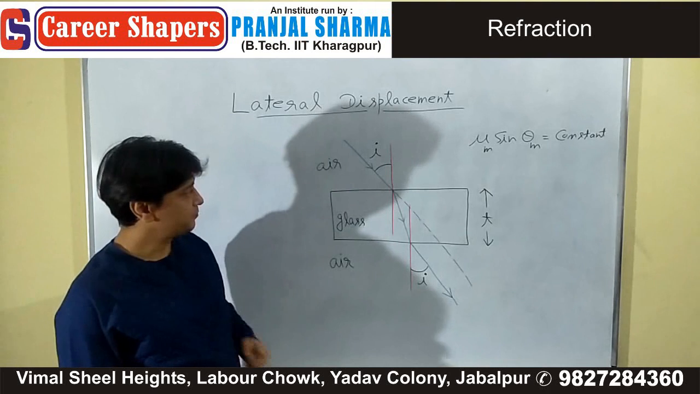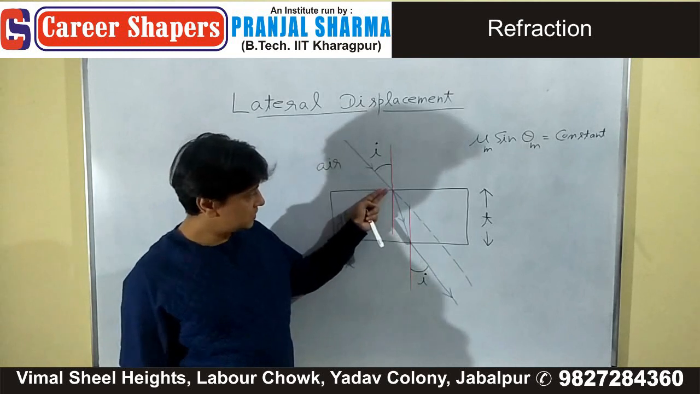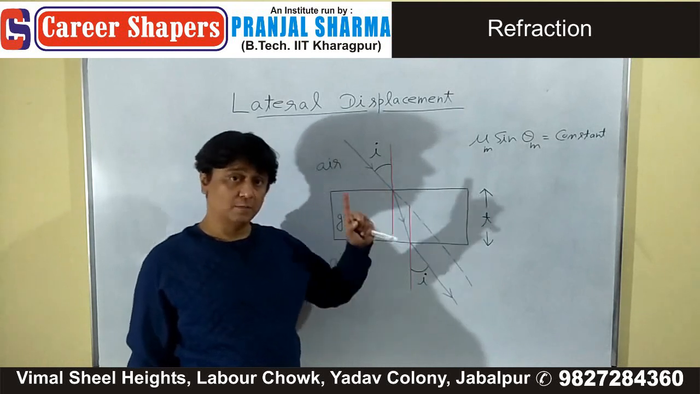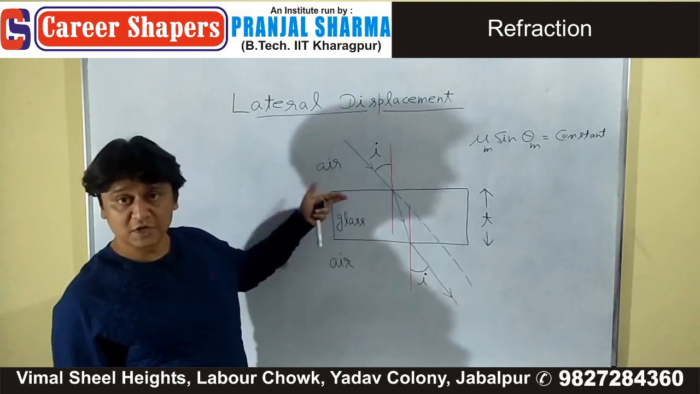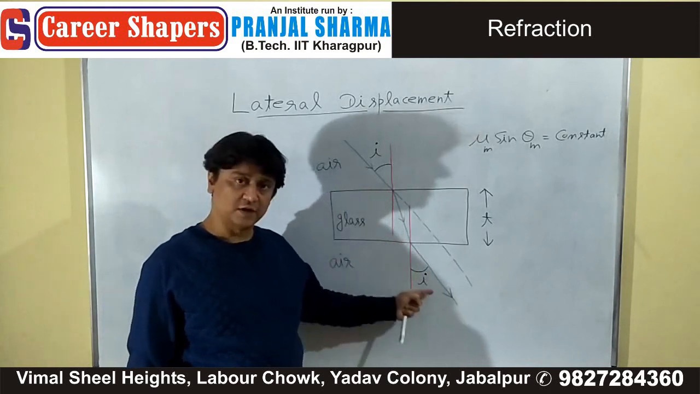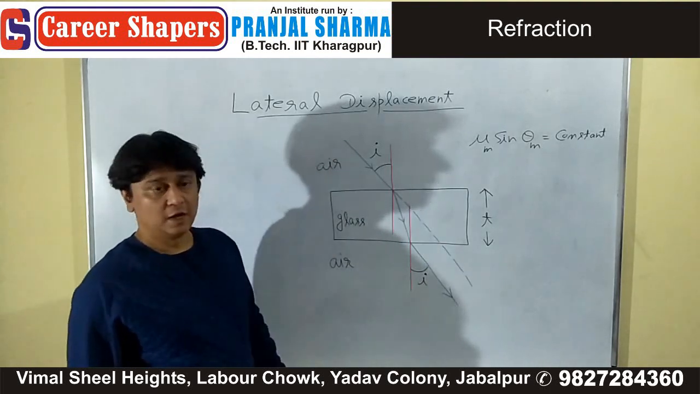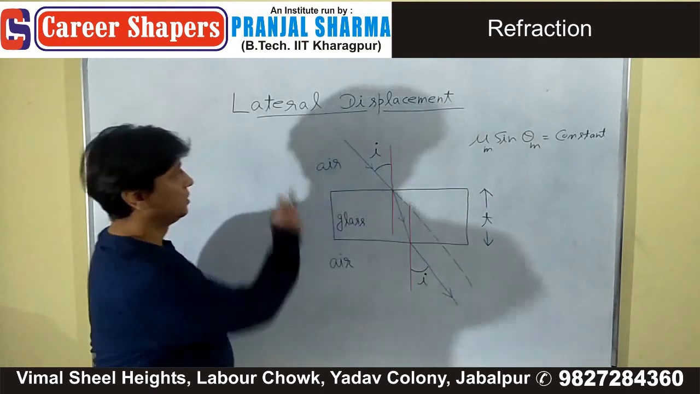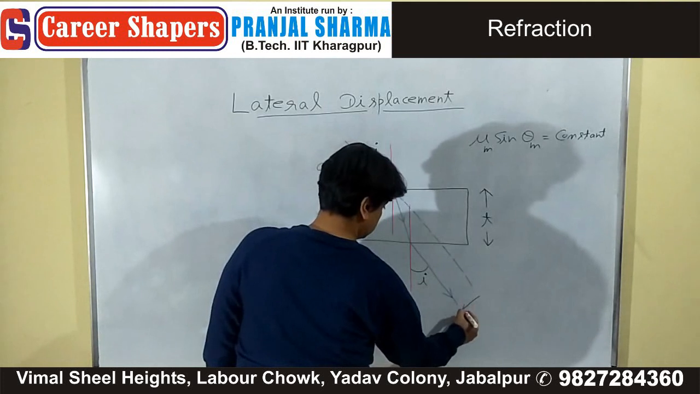What is lateral displacement? This is the incident ray. If you remove the glass slab, then its path is shown by the broken lines like this. But because of the presence of the glass slab, it deviates, and then it further deviates, becoming parallel to what? The incident ray. Separation between these two is called lateral displacement. Our aim is to find this much separation.